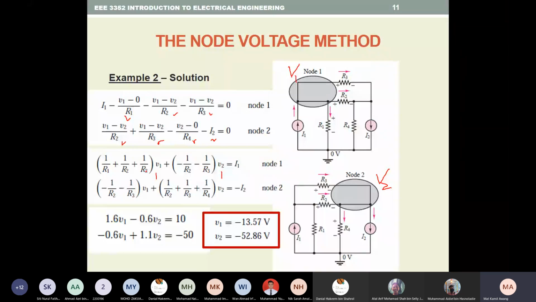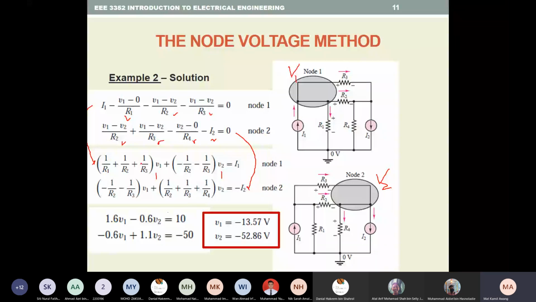So you arrange this, you get 1 over R1 plus 1 over R2 plus 1 over R3 times V1, plus in the bracket minus 1 over R2 minus 1 over R3 times V2, is equal to I1. So you rearrange this equation, and you rearrange this, and you solve this simultaneous equation.